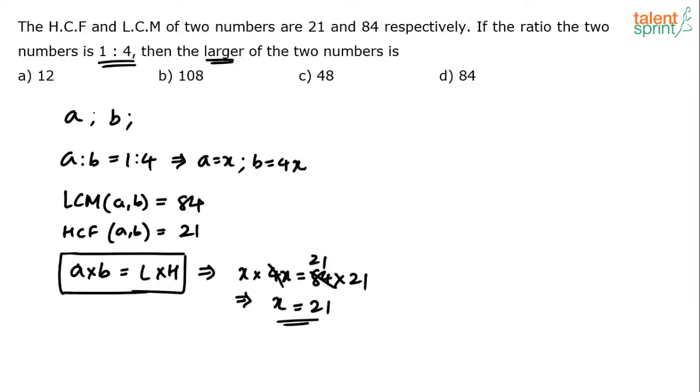X is 21. What is he asking us to find out? The larger of the two numbers. Now, the larger of the two numbers is of course B only, right? Because B is 4X. So the larger of the two numbers will be 4 into 21. 4 into 21 is what? 84. Option D is the answer. Similarly, if he asks what is the smaller number, your answer should be X, which is 21 itself.